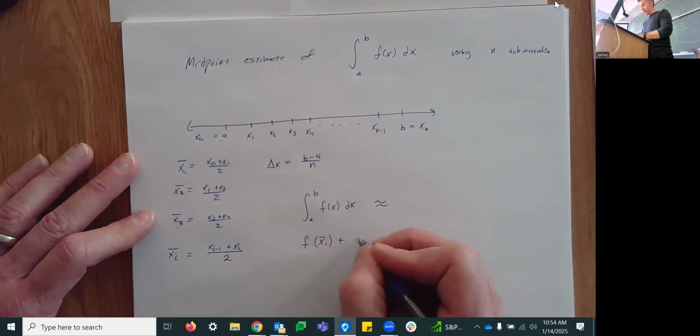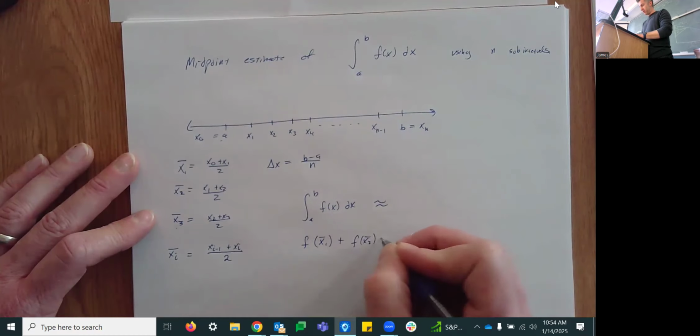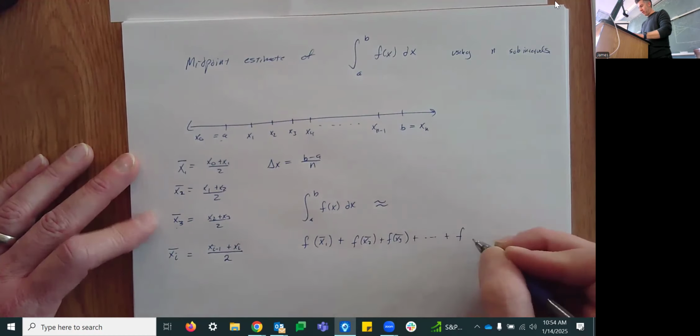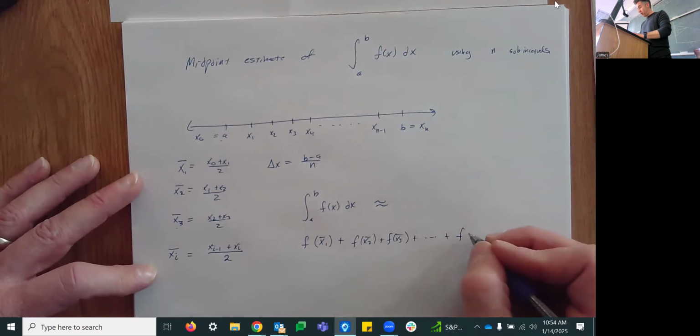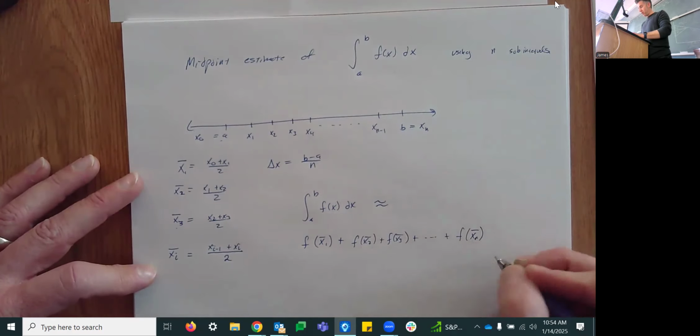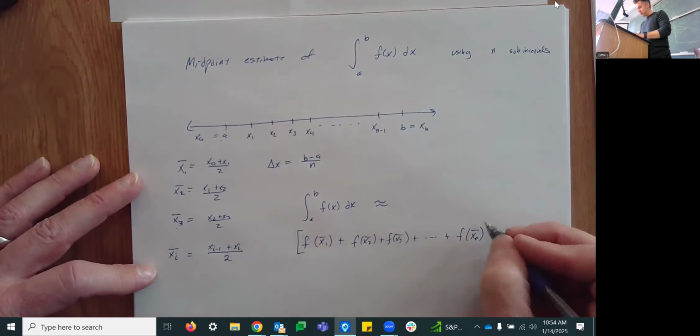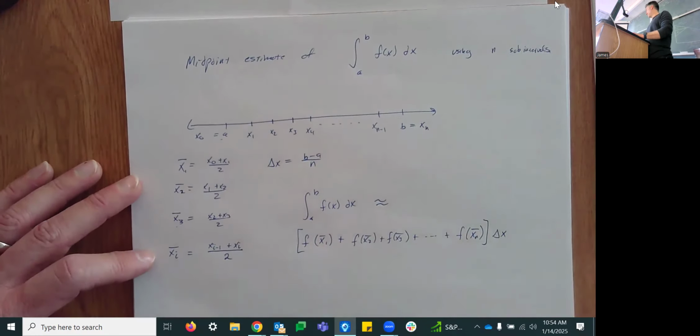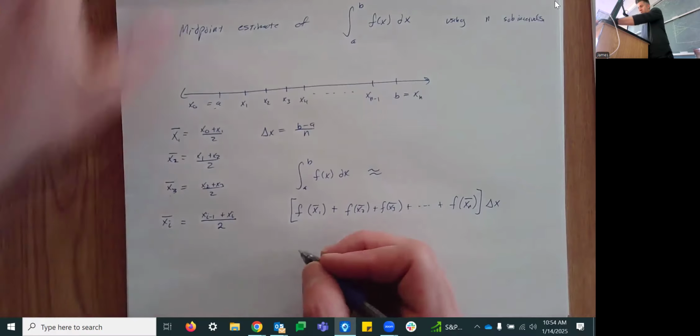f of x1 bar plus f of x2 bar plus f of x3 bar all the way to f of the last one, which would be x sub n bar. All of those multiplied by the width of your rectangle, which is delta x. And if you want to write this as a summation, I'm going to write it for you two different ways.